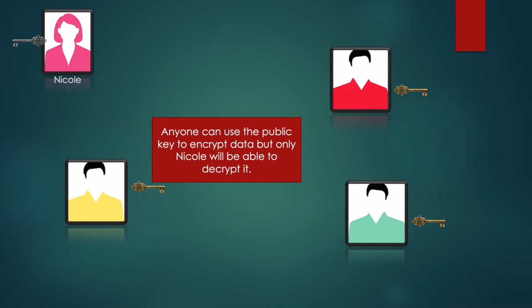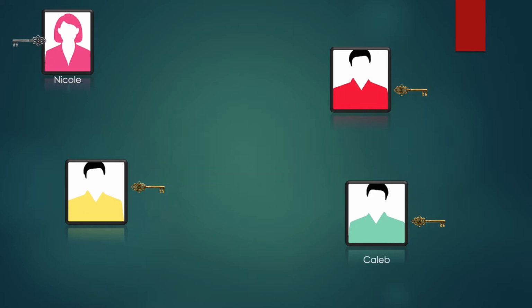Anyone can use the public key to encrypt the data, but only Nicole will be able to decrypt it because she is the only one who has access to her private key. Again, linked via mathematical formula to the public key, but not the same as the public key.